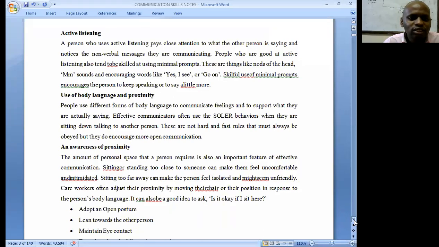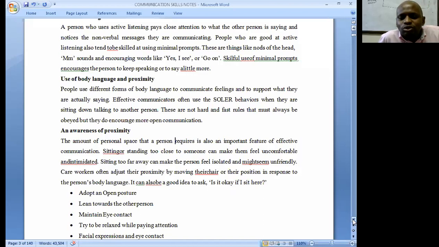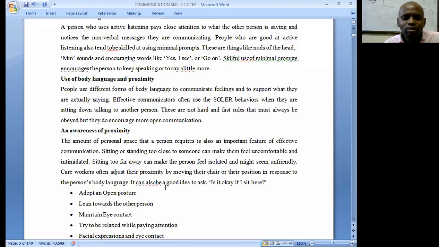Then an awareness of proximity. The amount of personal space that a person requires is also an important feature of effective communication. So when you want to communicate to a certain person, you are not supposed to be too close to that person. Usimkaribie sana. Unajua kuna watu wengine wanaogopanga wanapokaribiwa, sometimes a person feels insecure or uneasy. So you also need to maintain your distance. Don't be too close to that person or too far away. Maintain a distance that lets you communicate more effectively and more easily.